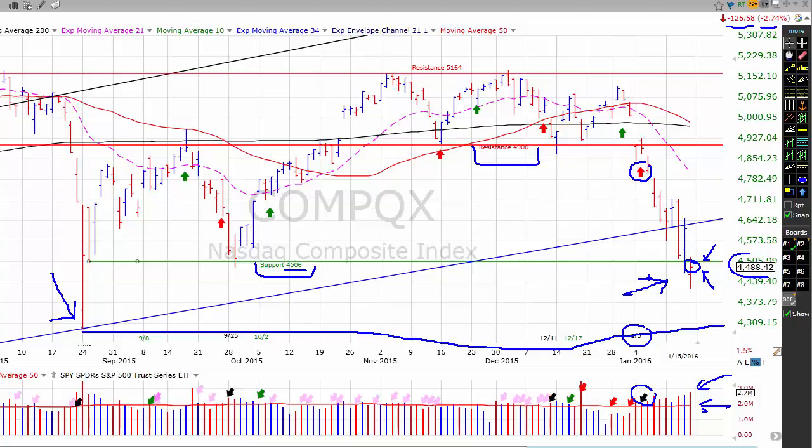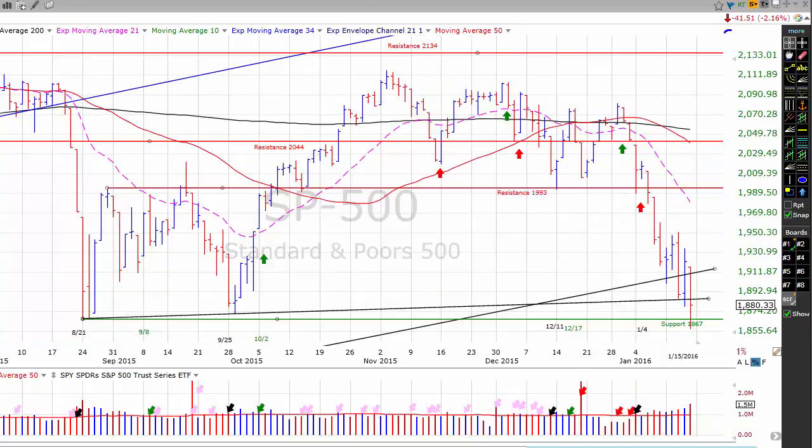Let's look at the S&P 500. The S&P Friday was down 41.51 points, or 2.16%. We closed at 1880, and notice how we held support down here in the 1867 area. The S&P, unlike the NASDAQ and the Russell 2000, closed in the bottom half of its daily trading range, which is not as good a sign for the bulls.